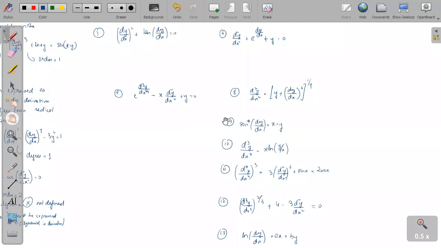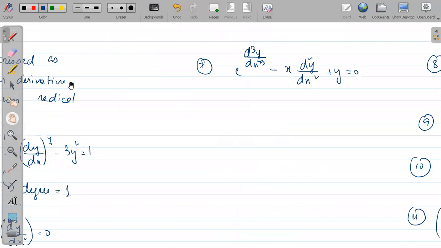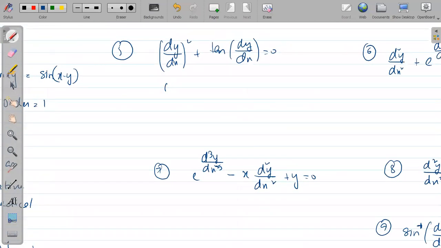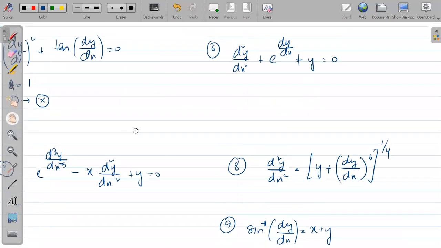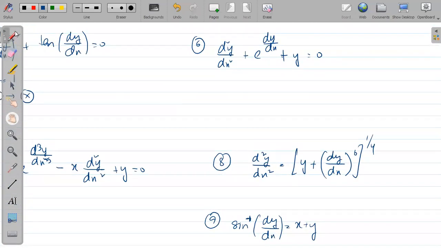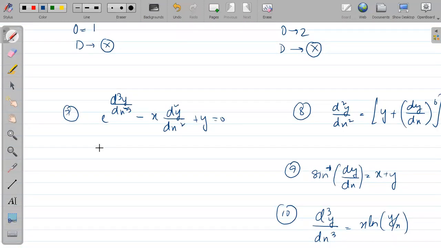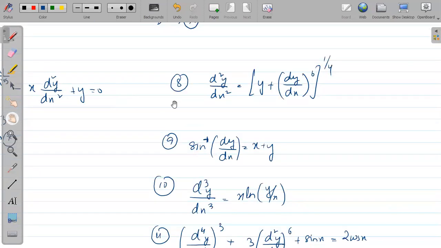Let's see, come quickly. Question number 1. Tell me. Order is 1. Degree not defined. Okay, number 6, is it the same? Order is 2, degree is not defined. Number 7. Order 3, degree not defined. Very good.